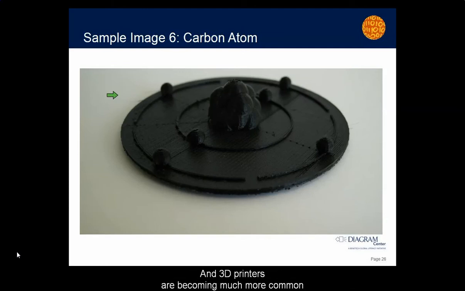3D printers are becoming much more common, and schools often have them, colleges and universities often have them. So in the sample book, we've given you links to more information about 3D image files, including where you can find some that are ready for download, and also about 3D printing in general. And now I'm going to turn it back to Lucia.